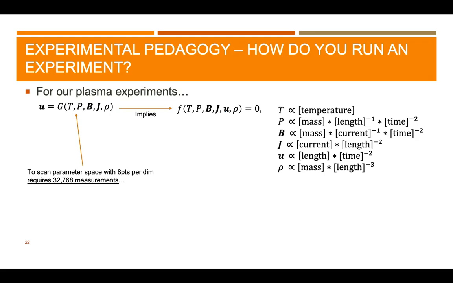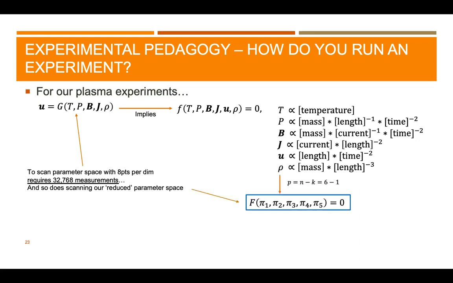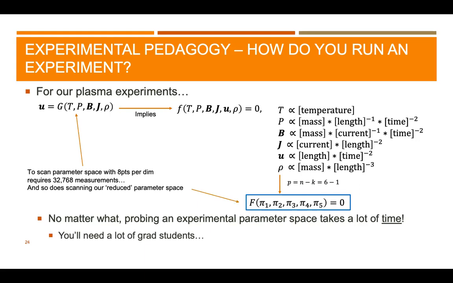Plasma, just from the momentum equation, has 5 independent variables and 1 dependent variable, which implies a relationship between 6 variables all going to 0. This is our dimensional matrix. To probe this space with 8 points per dimension requires over 32,000 measurements. And if we go through the same process, we find, oh no, so does our reduced parameter space. So no matter what, probing experimental parameter space takes a lot of time and effort. You're going to need a lot of graduate students. So the simple answer to how do you run an experiment is with lots of people and lots of time.